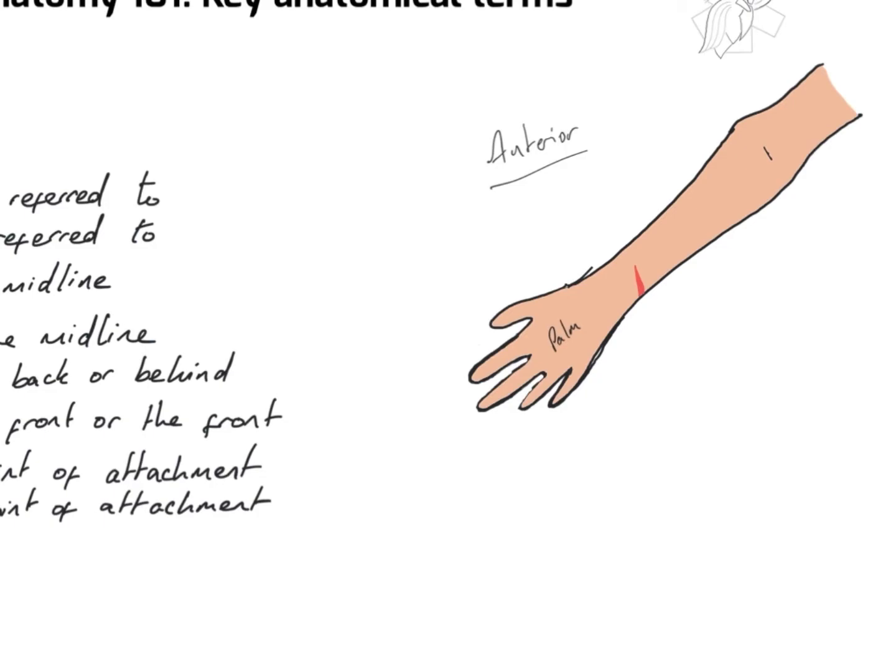So for me, I'd be describing this as a laceration on the anterior aspect of the arm, and it's actually the lower arm, we could say, and we could describe that as proximal to the wrist and think about what it's distal from. So it'd be distal, so further away from the elbow.